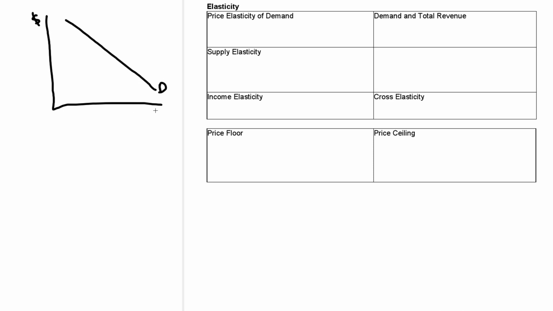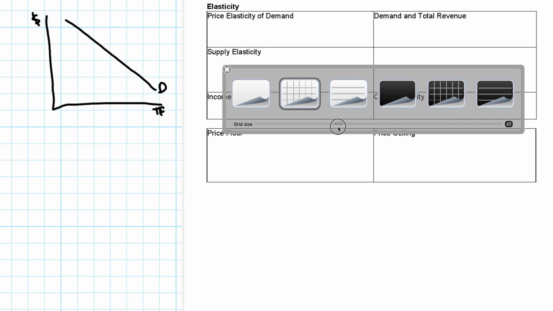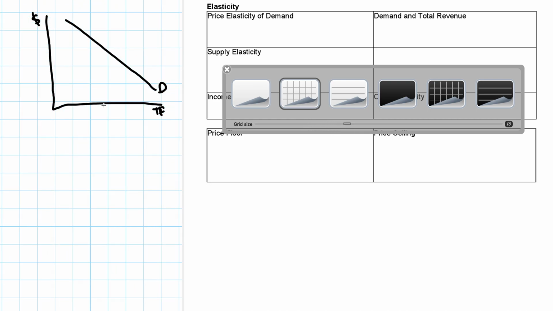Here's my price. Here's my quantity. And then here's the thing right underneath it. Well, actually, let me do this. Will this work? Look at this, that's kind of fancy. I can make the grids bigger. Oh, that's awesome. Okay, excellent.